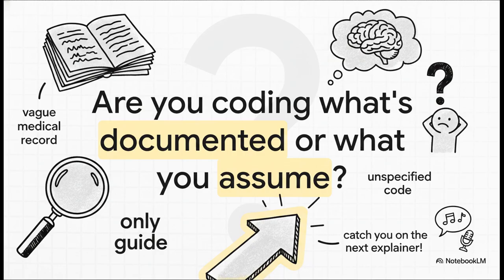I want to leave you with this final, really powerful gut check question. Are you coding what is actually documented or what you assume? The next time you're faced with a frustratingly vague medical record, I want you to think back to this explainer. Embrace the unspecified code when the evidence demands it. Let the documentation be your one and only guide. Keep your coding sharp, keep it accurate, and I will catch you on the next explainer.